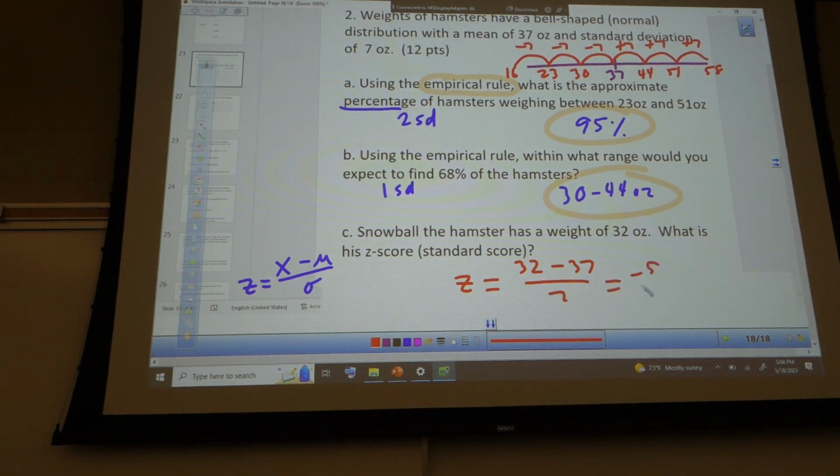Yep, negative 5 over 7, which you said was negative 0.714. Good? Great. All right. Nice. Now we're going to move on to problem number 3. Let's go.